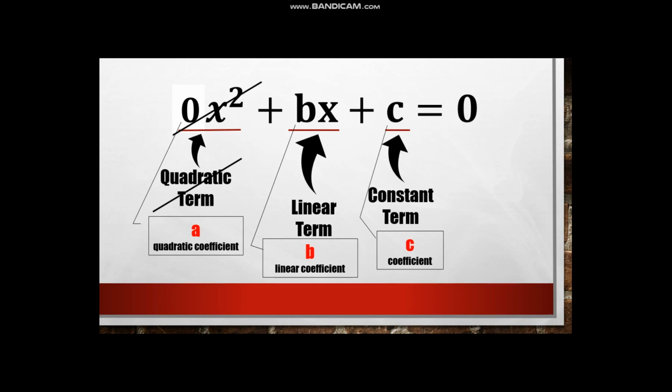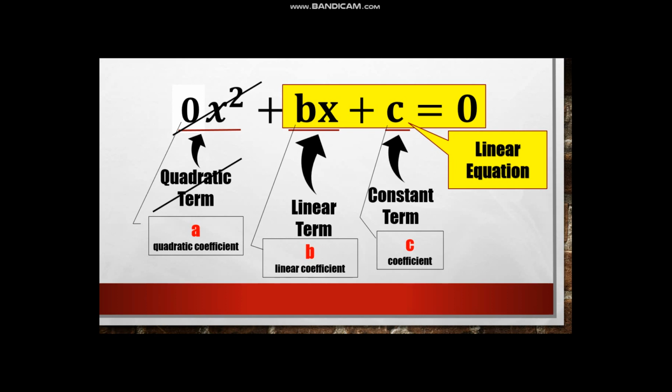What is being left are the linear term and the constant term, which happens to be considered as a linear equation. And that is the reason why a should not be equal to 0.